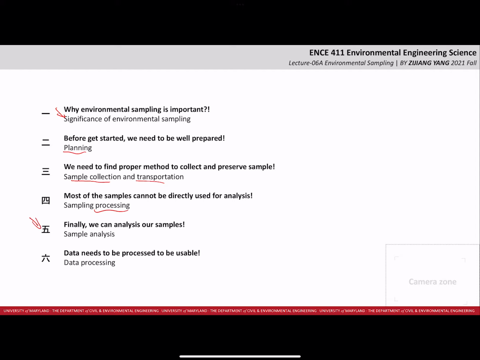And then we are going to talk about sample analysis and data processing. But these 2 are not the focus of this lecture because we have already talked about data processing in statistics. And sample analysis will be talked about in a future unit.